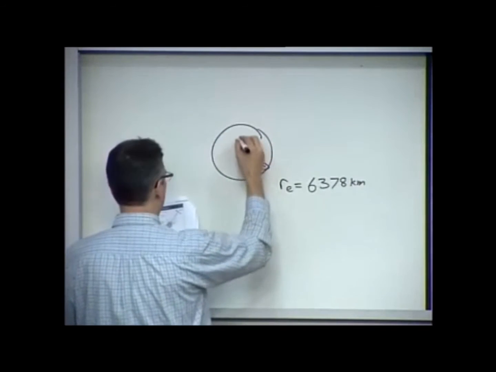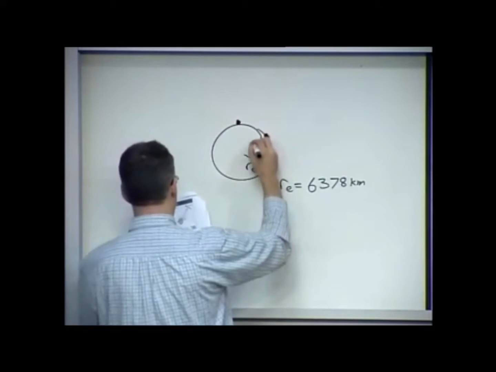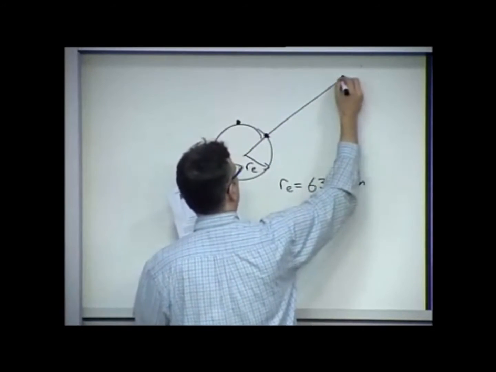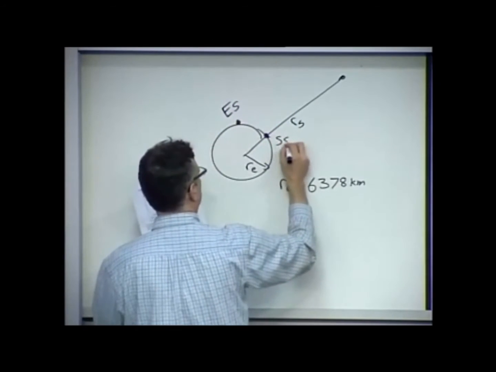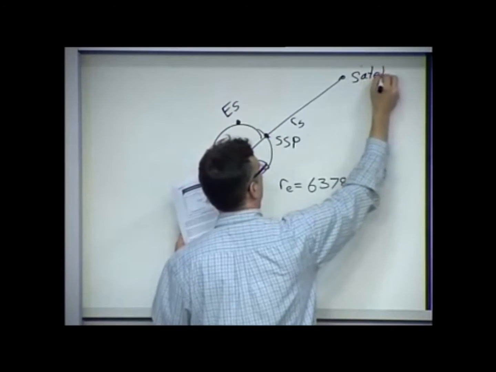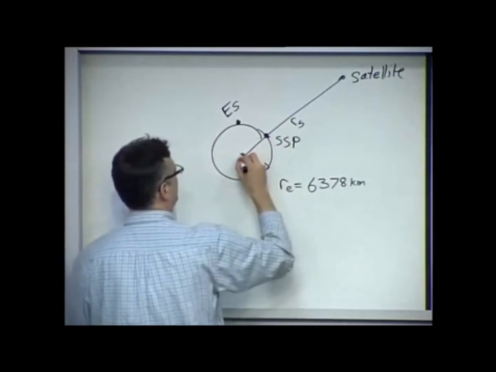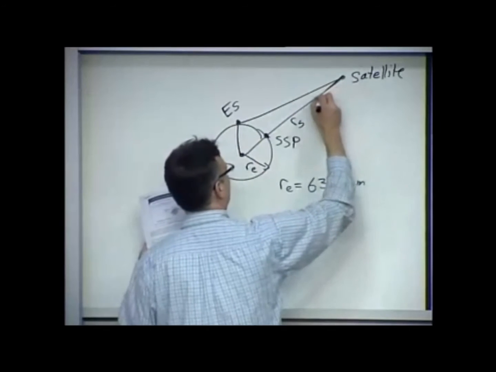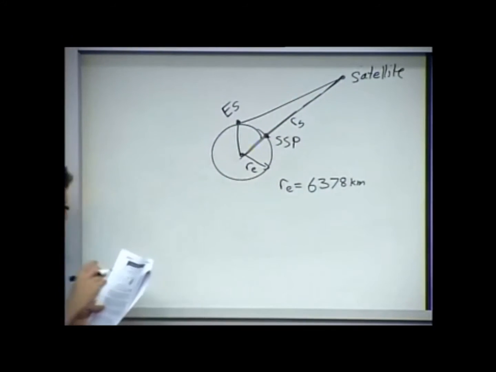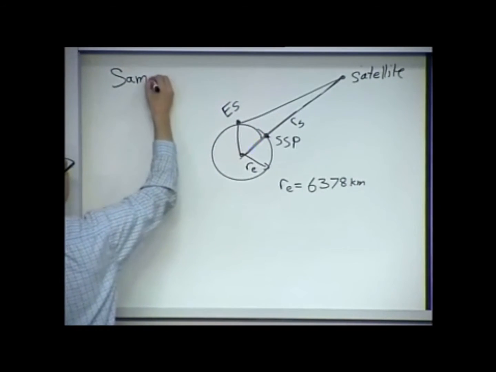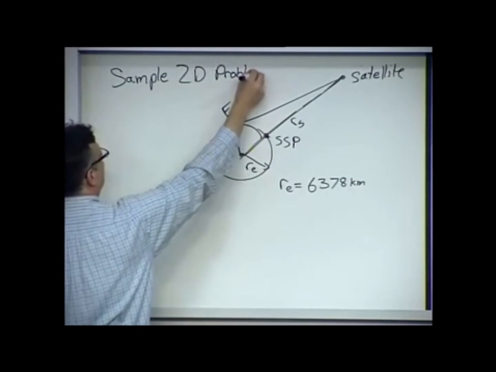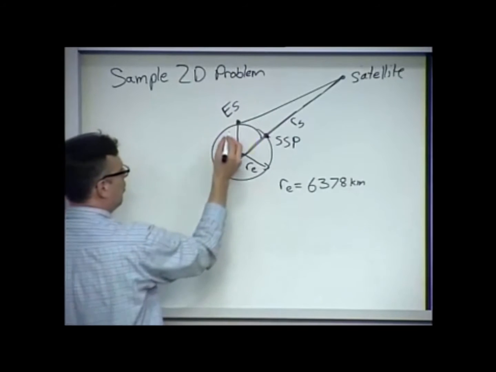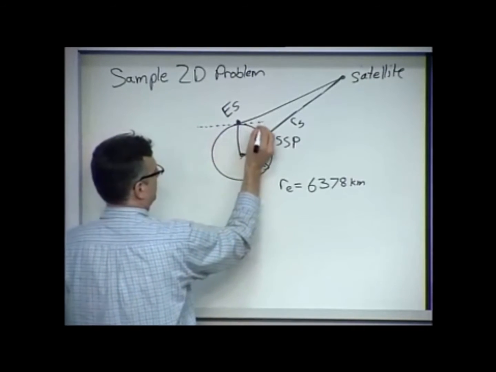Radius of the Earth. Here's our Earth station. Here's our satellite subpoint. Here's our radius of the satellite. Here's our satellite subpoint. Here's our satellite. The centroid of the Earth, the Earth station, and the satellite make a convenient triangle. And if you can imagine, what is it that we're trying to guess in this two-dimensional problem? Well, in this 2D problem, what we really want is elevation.